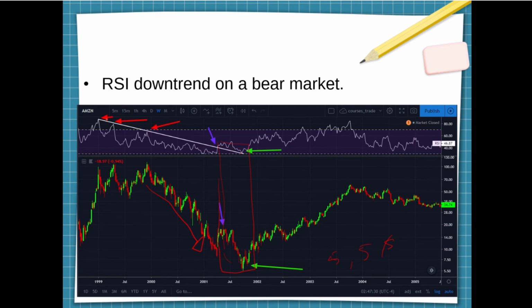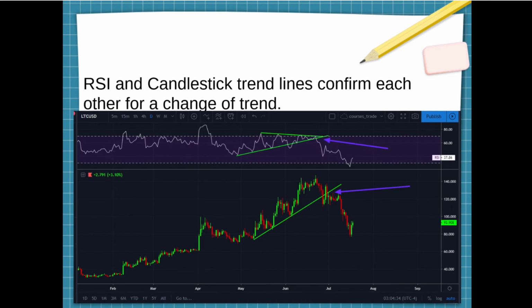This is extremely powerful, guys. You can pull up your weekly time frame chart, Amazon between 2000 and 2002, and you can place that stuff and practice a little bit. You'll realize how powerful that thing is. That's another one. RSI and candlestick trend line confirm each other for a change of trend. Now this is powerful too.